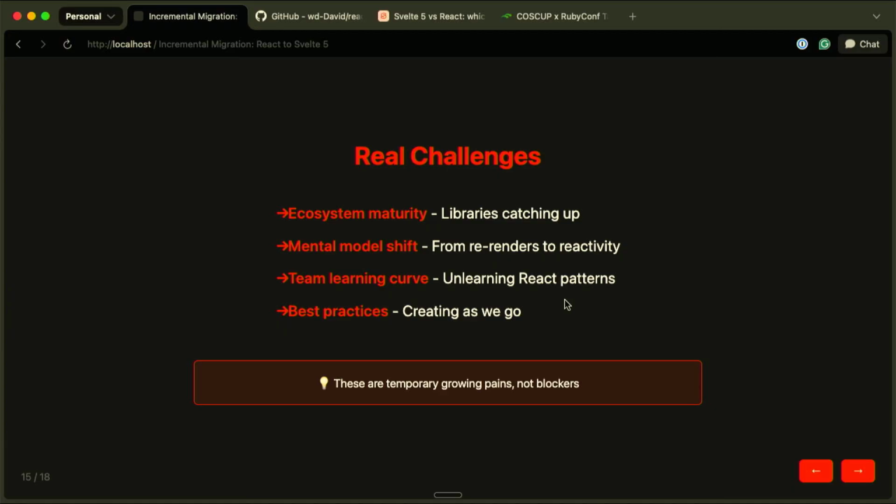For best practices, you need to discuss with your team to find the best way, because now you have a better developer experience, so you need to think about how to align on what we should do. I'm not talking about linting. I'm not talking about the coding style. I'm talking about how you architect things. I believe these are just temporary growing pains, not blockers.